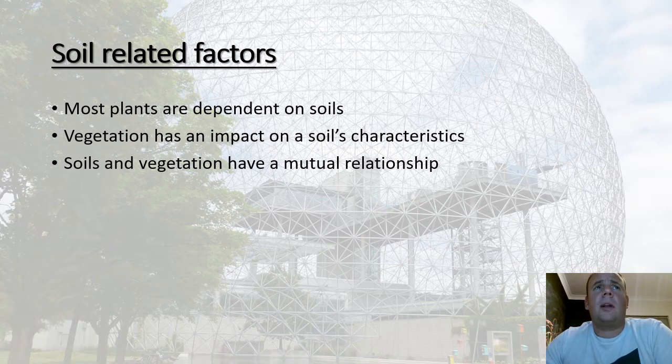The next one is soil-related features. Most plants are dependent on soils, and vegetation has an impact on soil characteristics. So soil and vegetation have a mutual relationship. Obviously, where there are better soils, we're going to have more plants and different types of plants, whereas where there are poorer soils, there's not as much vegetation.